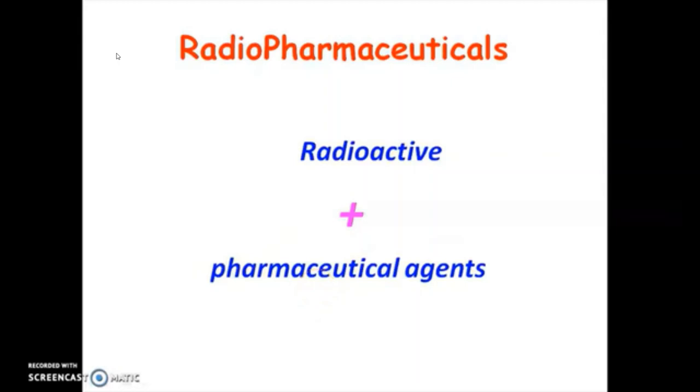When I want to do a bone scan, I tag with a pharmaceutical agent called MDP, that is methyl diphosphonate, so that it goes and concentrates on the marrow of the bone. So for various studies we have different pharmaceutical agents, but the radioactive material is the same, that is technetium-99m. When I mix the radioactive isotope with the pharmaceutical agent, that is called a radiopharmaceutical.